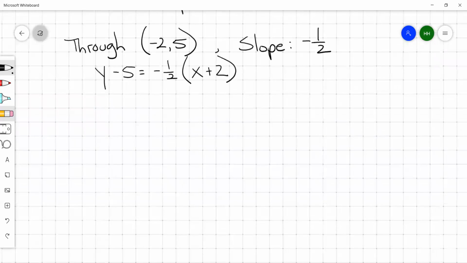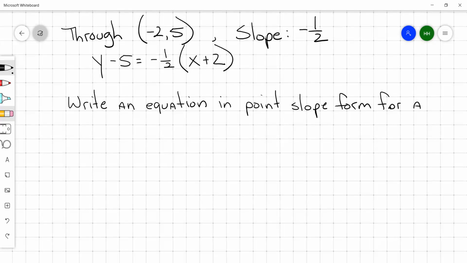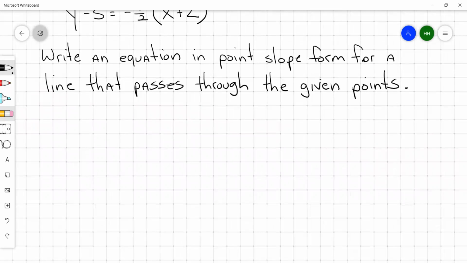Second part of the assignment. You're going to be asked to write an equation in point-slope form for a line that passes through the given points. So now you're going to be given 2 points, and what you're missing is the slope. So let's say that you're given 2 points, 3, 2 and 5, 8. So here's your points. You got a 3, 2, and you got a 5, 8.